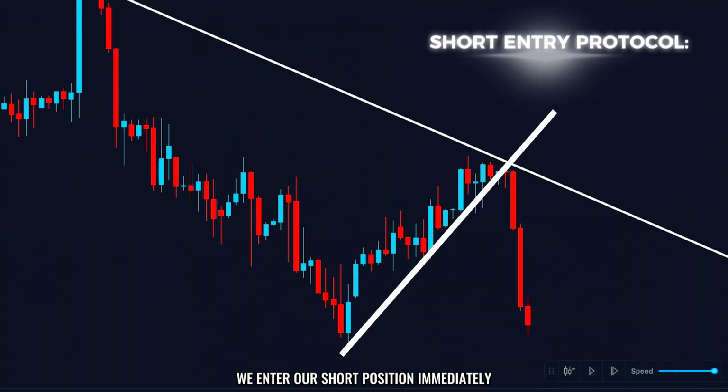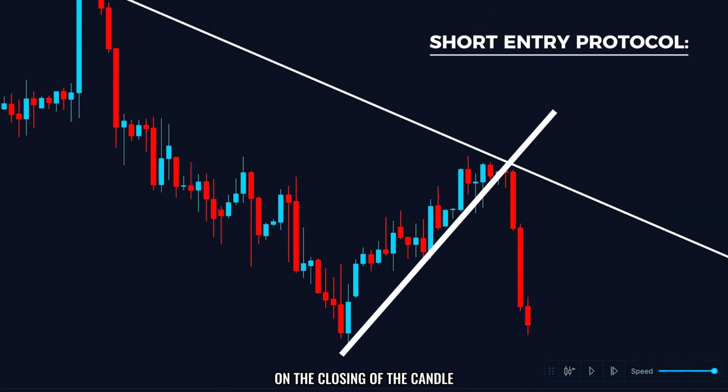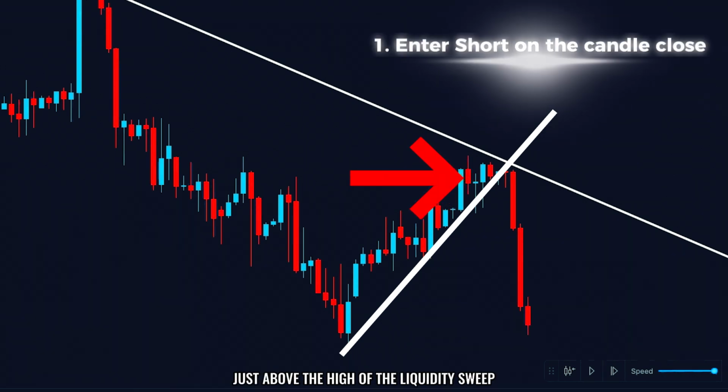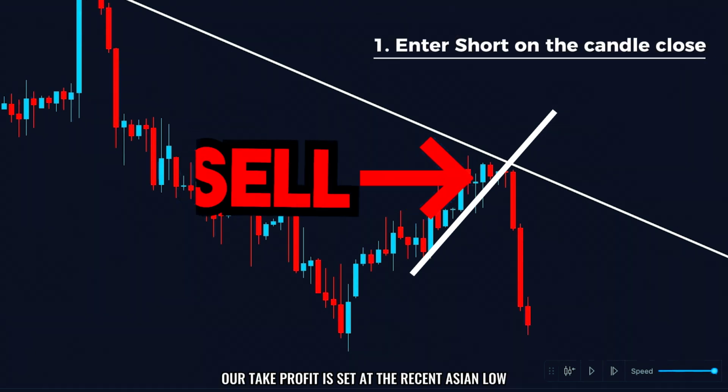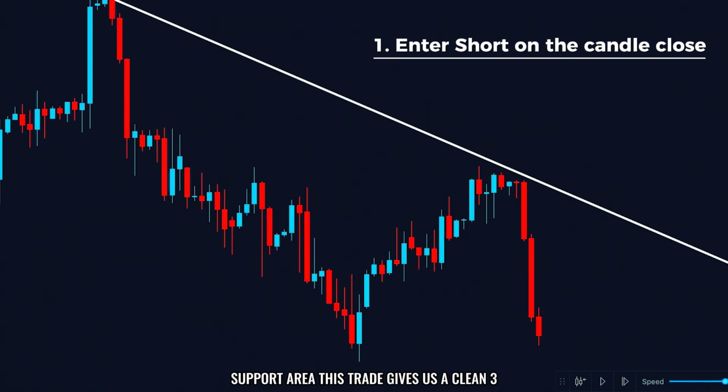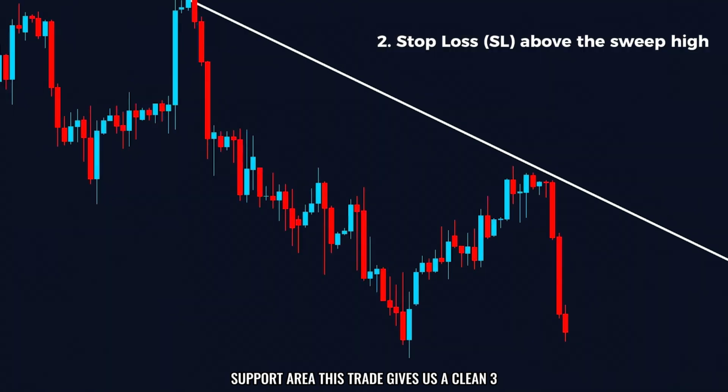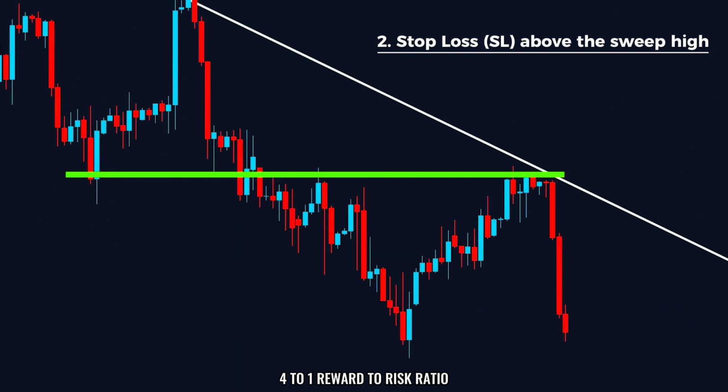We enter our short position immediately on the closing of the candle that closed back inside the range. We place our stop loss just above the high of the liquidity sweep. Our take profit is set at the recent Asian low support area. This trade gives us a clean 4-to-1 reward to risk ratio.